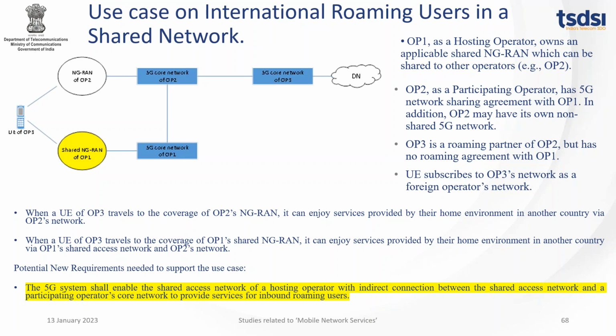When the UE comes under the coverage of operator 2, it will still get the service from operator 3 via operator 2, because it's a normal roaming scenario. Now imagine the UE comes under the coverage of operator 1, that is the shared NG-RAN. Here the UE still gets the service from operator 3 via operator 1 and operator 2, because these two have a sharing agreement, and OP2 and OP3 have a roaming agreement. So even in this scenario, the user should be able to get service from operator 3. This is basically from the international roaming perspective.